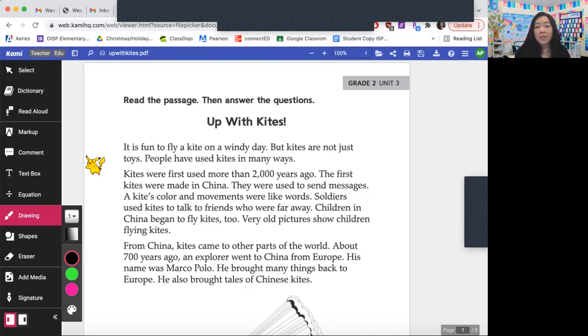Children in China began to fly kites too. Very old pictures show children flying kites. From China, kites came to other parts of the world. About 700 years ago, an explorer went to China from Europe. His name was Marco Polo. He brought many things back to Europe. He also brought tales of Chinese kites.